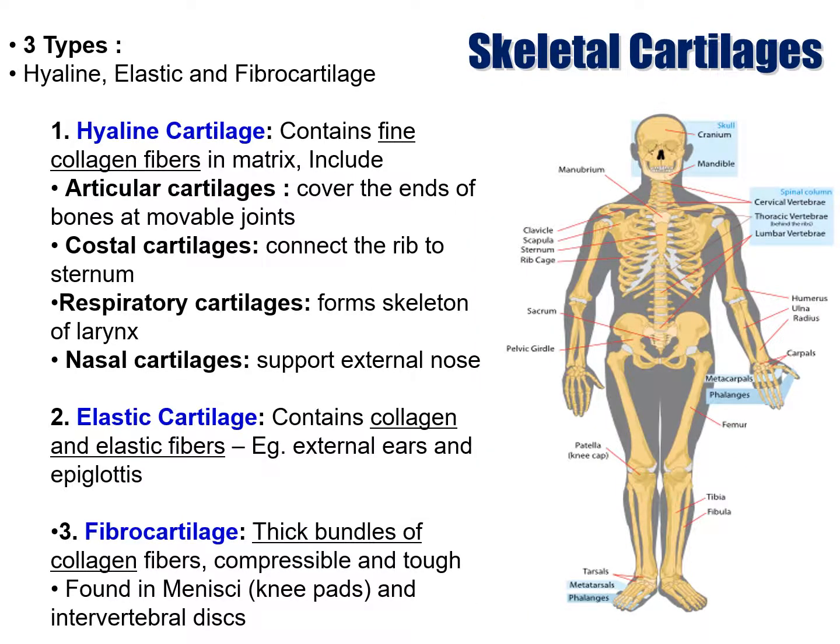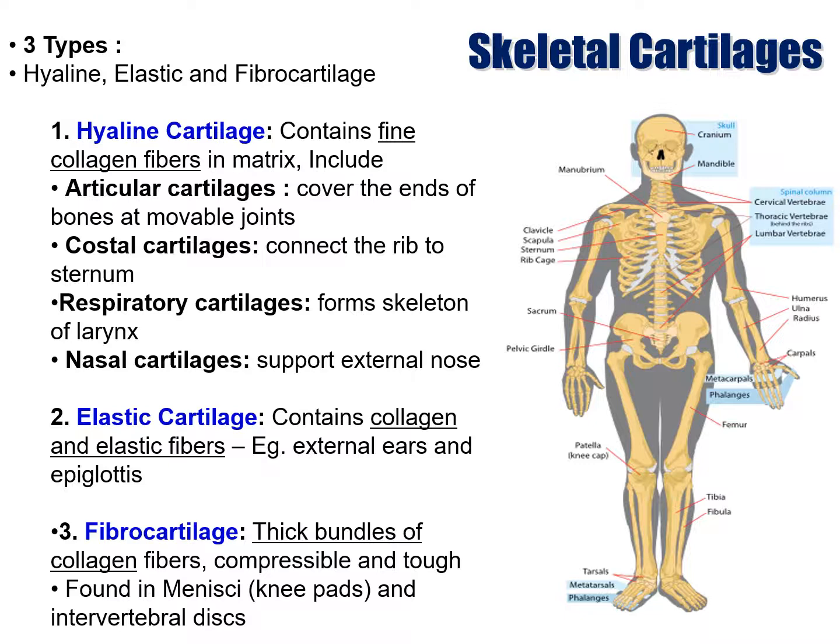Comparing the three types of cartilages, especially their location, hyaline cartilage is present in the connection between the ribs and the sternum. It is also present in the tracheal rings. The hyaline cartilage is made up of very fine collagen fibers.